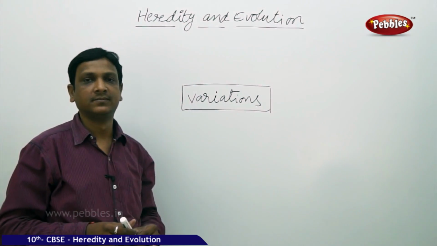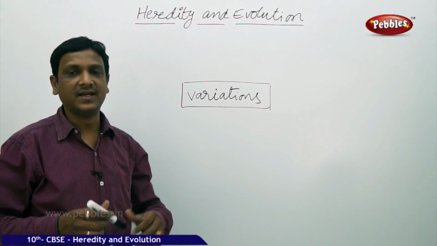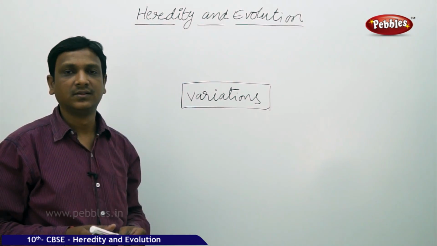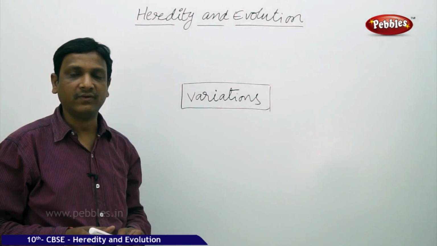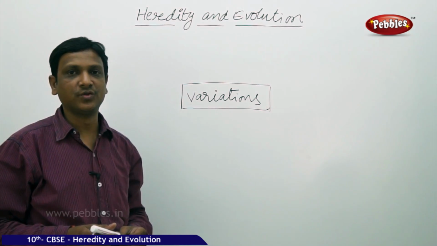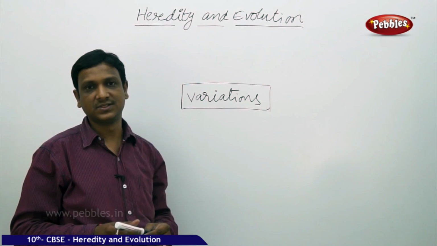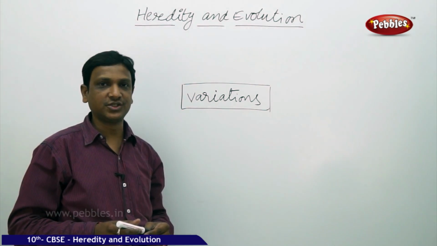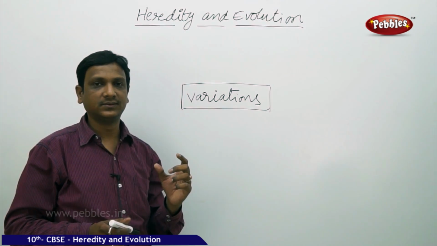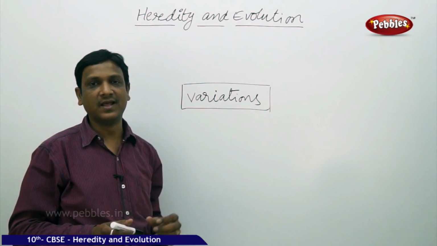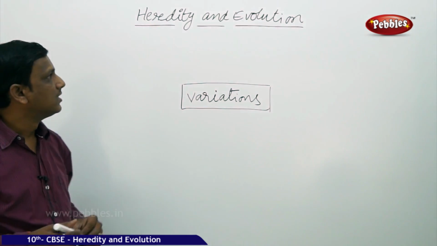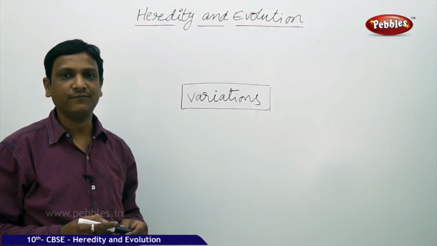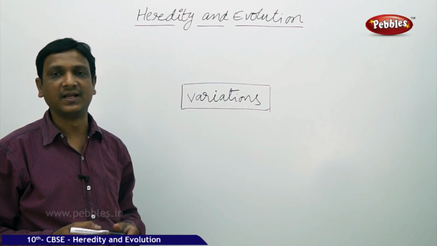Heredity and evolution. This lesson is linked to the previous lesson, where we learnt about sexual and asexual reproduction in organisms. In that reproduction, we learnt about the reason for evolution. Evolution is a gradual process which made the diversity possible on this planet.